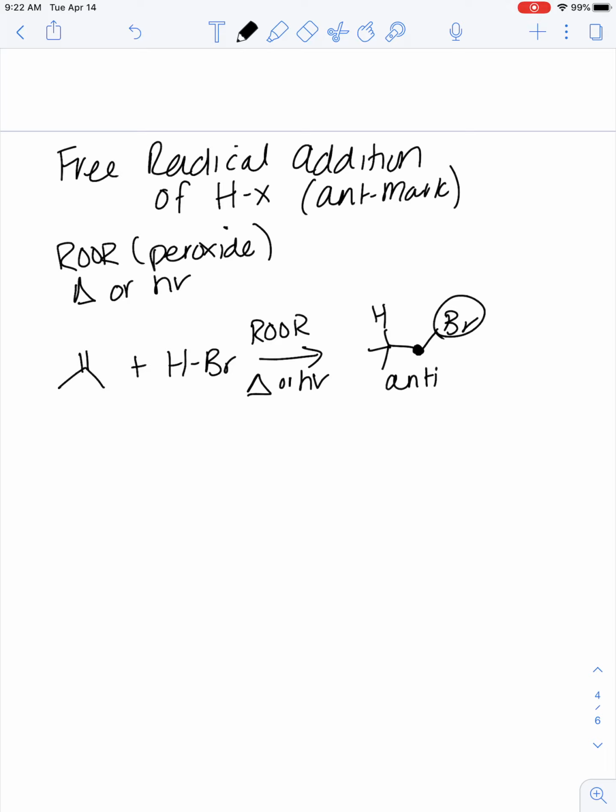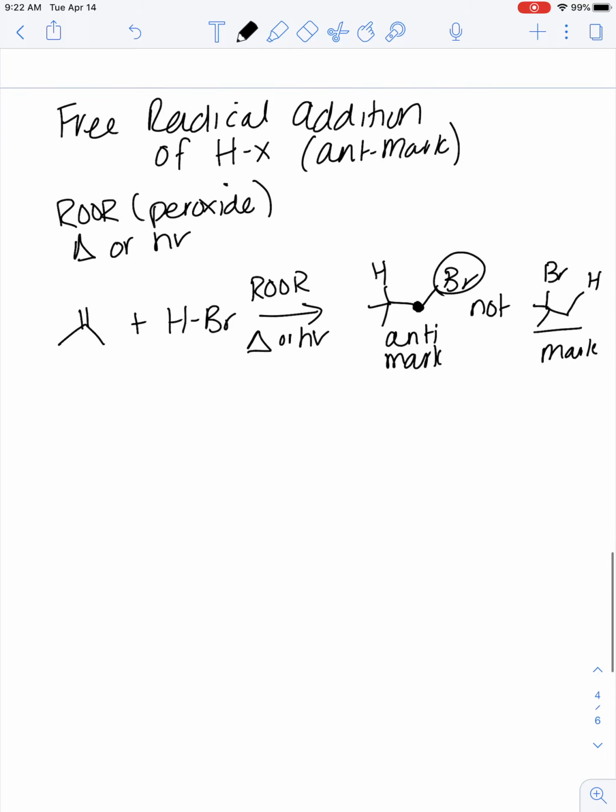So again, anti-Markovnikov. We know that the product would not be this, for example, because this would be our Markovnikov product. When we see that peroxide, we know that it's going to be an anti-Markovnikov addition. When the peroxide is added, a halogen radical forms. That halogen radical is going to add to the least substituted carbon to generate a more stable carbon radical, and that's really the main reason why we have the formation of that anti-Markovnikov product.